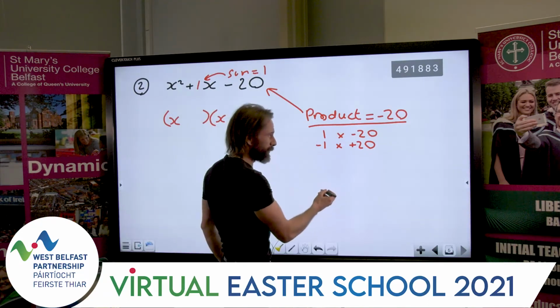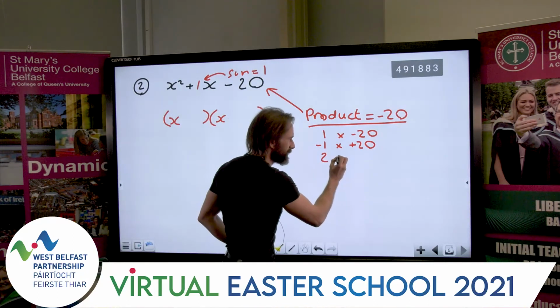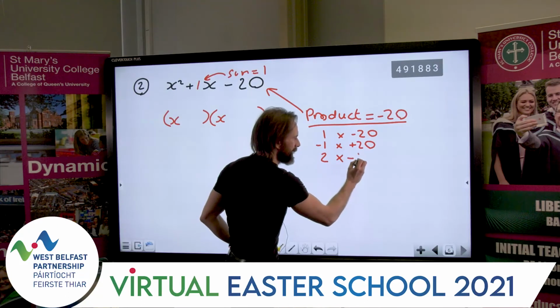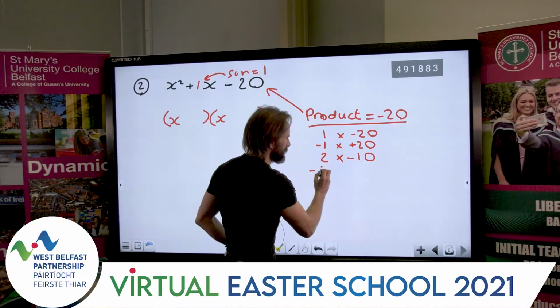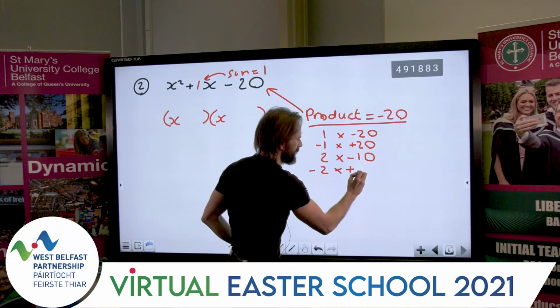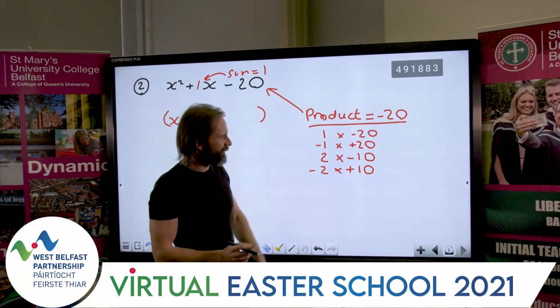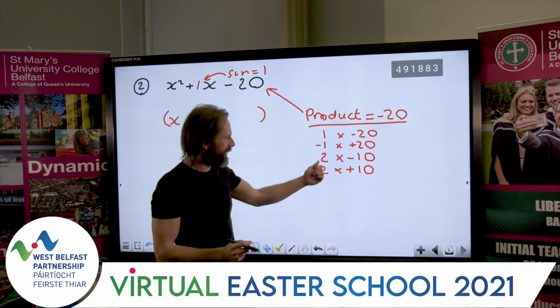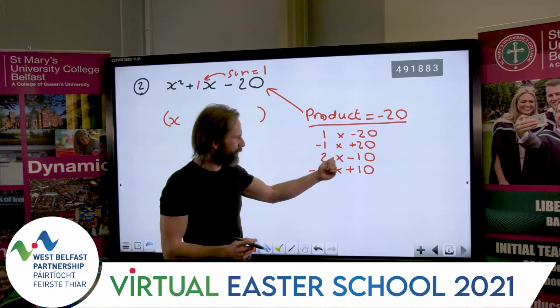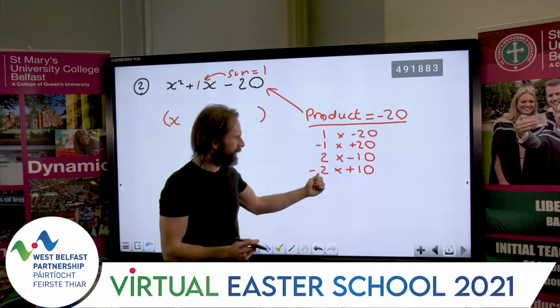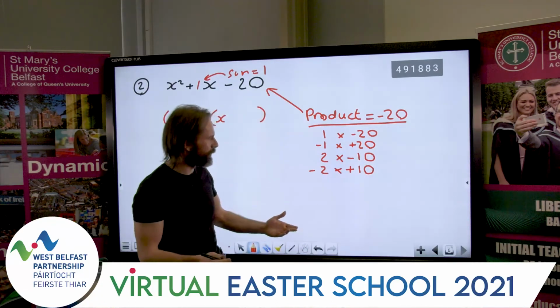But again, if it was just to work through all the possibilities, if I was to look at, say, 2 and minus 10, or minus 2 times positive 10. Yes, in both cases they multiply together to give me minus 20. However, if I was to add them, 2 plus minus 10 gives me minus 8, and this would give me positive 8, so neither of those work either.